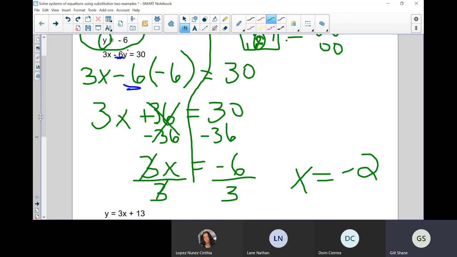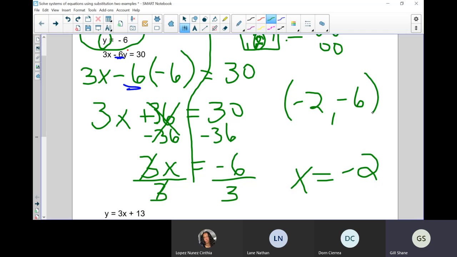So our final answer, and this is very important because a lot of you are not putting a final answer, the final answer is a coordinate made up of -2 as the x value, and then -6 as the y value, because we already knew at the beginning that y equaled -6. So that's the answer for that problem.